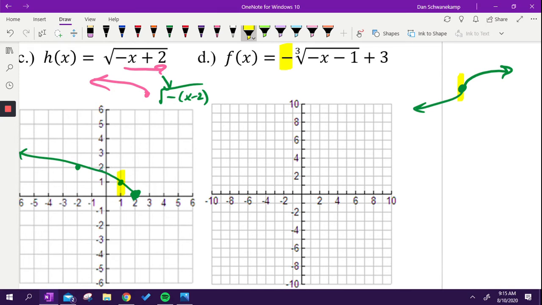Why? Because it's an odd graph. Think about what an odd function does. An odd function, you can flip over the x-axis and the y-axis and be the same. Well, that's what we just did. We flipped over the x and the y-axis. It's still the same shape. Okay, so we're back to the original.